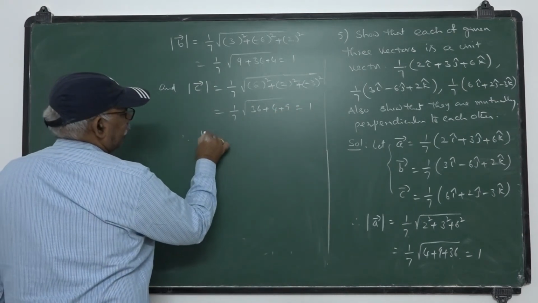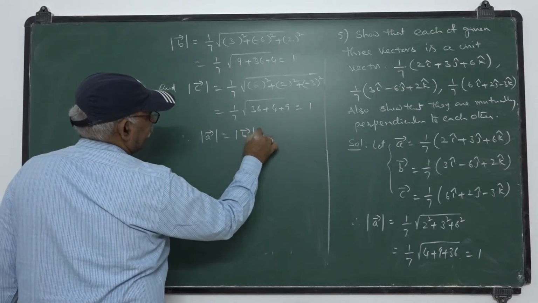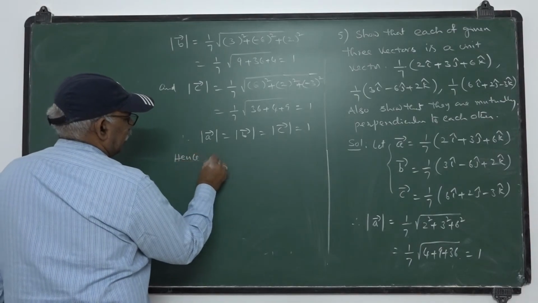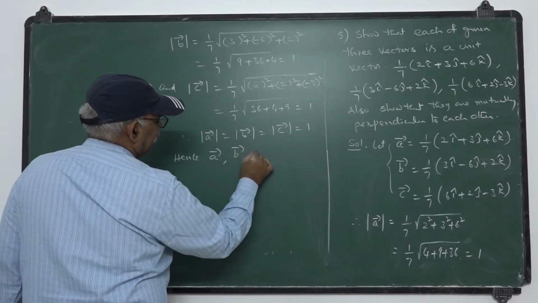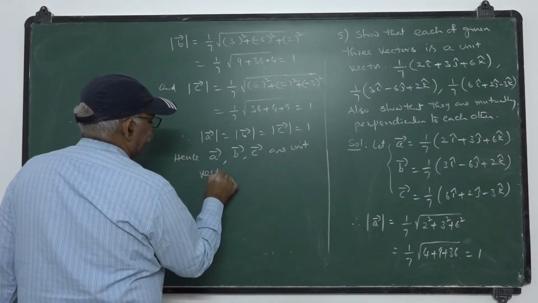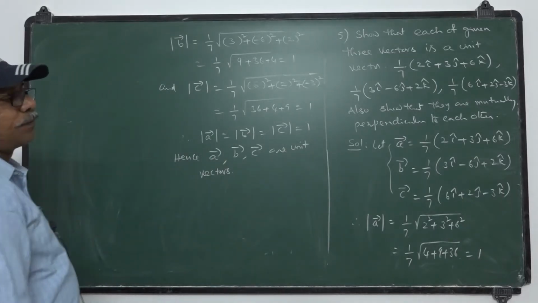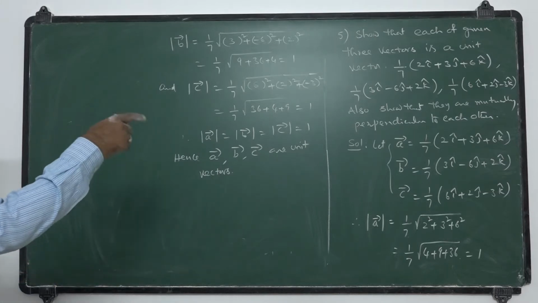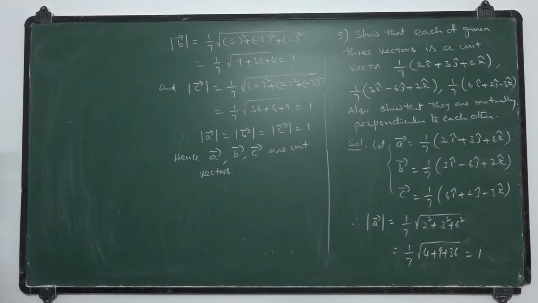Therefore, mod A bar is the same as mod B bar, is the same as mod C bar, equal to 1. Hence, A bar, B bar, C bar are unit vectors. First part of the problem: we have to show that each vector is a unit vector. For that, their magnitudes are equal to 1. We are showing that modulus of A bar, modulus of B bar, modulus of C bar are equal to 1.